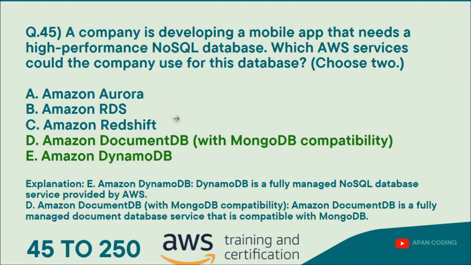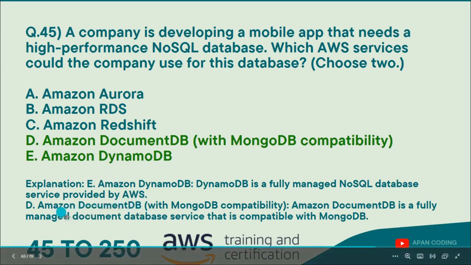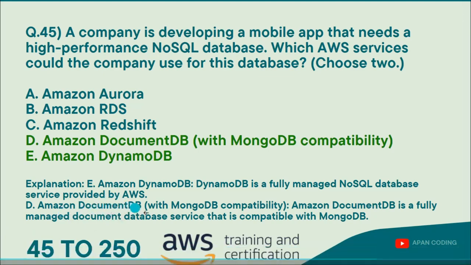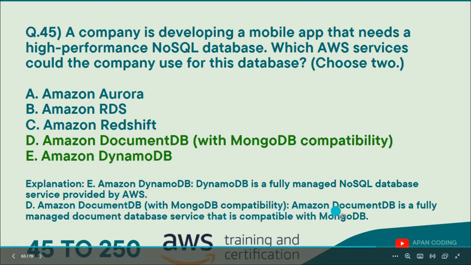A company is developing a mobile app that needs a high performance NoSQL database. Which AWS service could the company use for this database? Option D and option E. Amazon DocumentDB, which has MongoDB capabilities, and Amazon DynamoDB. Amazon DynamoDB is a fully managed NoSQL database service provided by AWS. Why option D? Amazon DocumentDB is a fully managed document database service which is compatible with MongoDB.